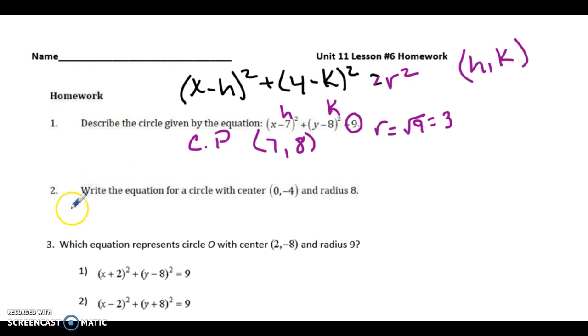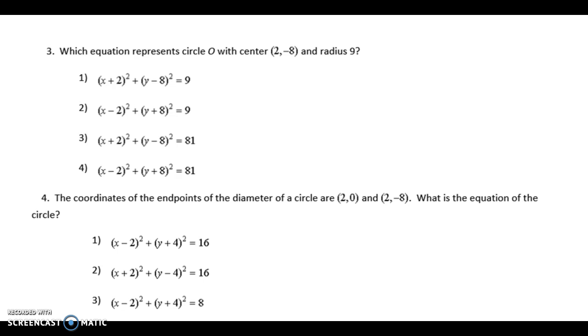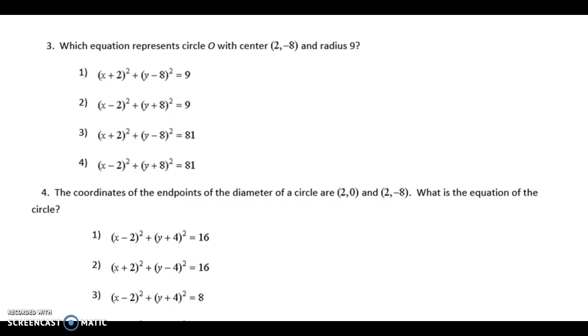Okay, so you're going to do the opposite here. You're going to start with the center and the radius. You're going to plug them into the equation and come up with the new equation. You guys can do that one. I'm going to scroll down and let's go ahead and look at question number 3.